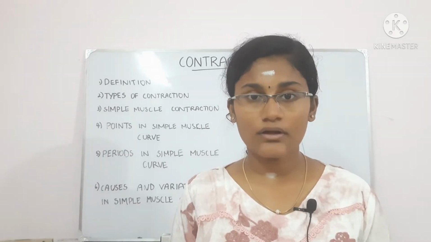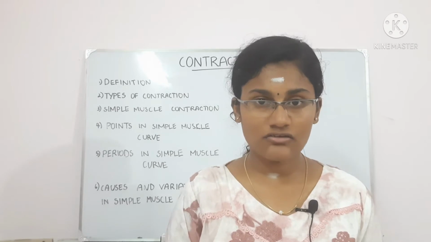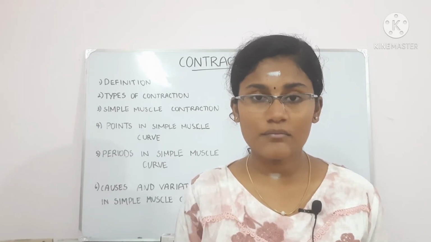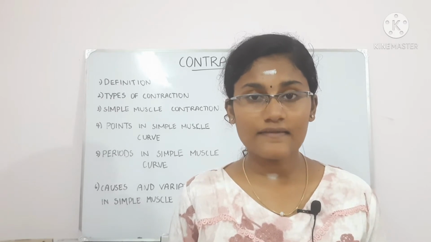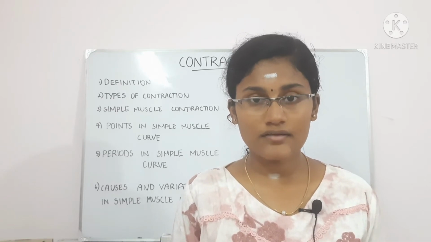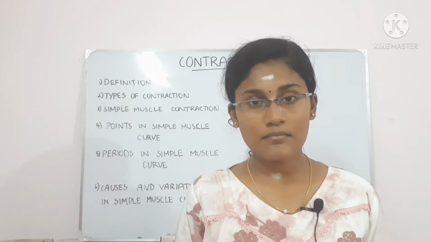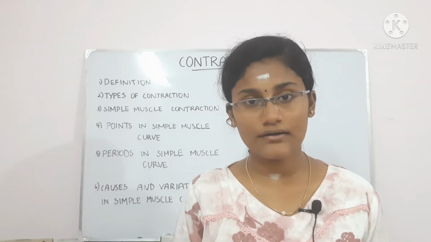They include the isotonic contraction and the isometric contraction. Isotonic contraction is when the tension of the muscle remains the same but the length of the muscle is altered because of a stimulus. And isometric contraction is when the length of the muscle remains the same but the tension is altered.